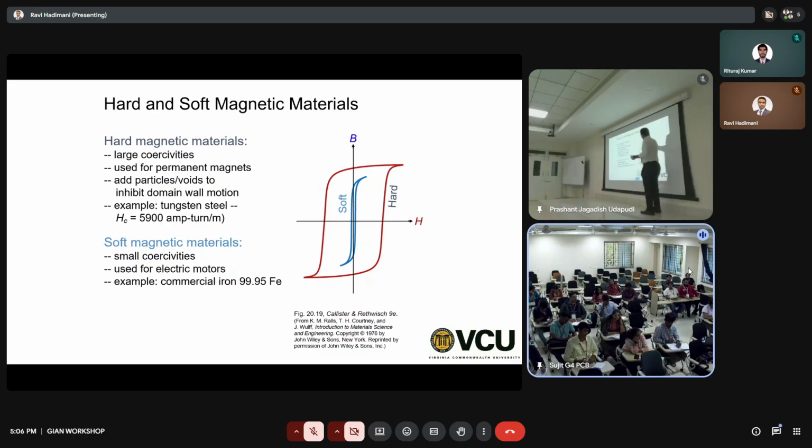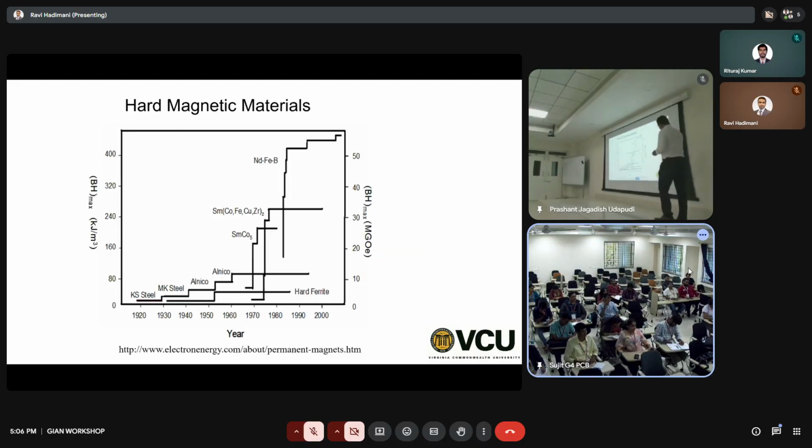The higher the remanence and the higher the coercivity, the higher the energy product, and the stronger the magnet. That means you have better permanent magnets. So they are measured in terms of energy product. It's the product of coercivity and remanence, and it's measured in mega-Gauss-Oersted, or kilojoule per meter cube in SI unit.